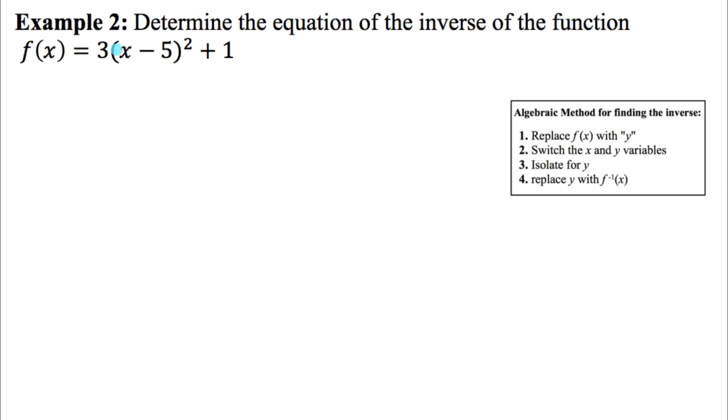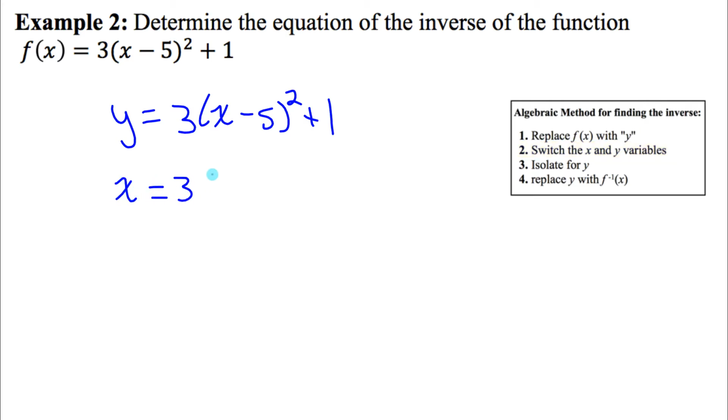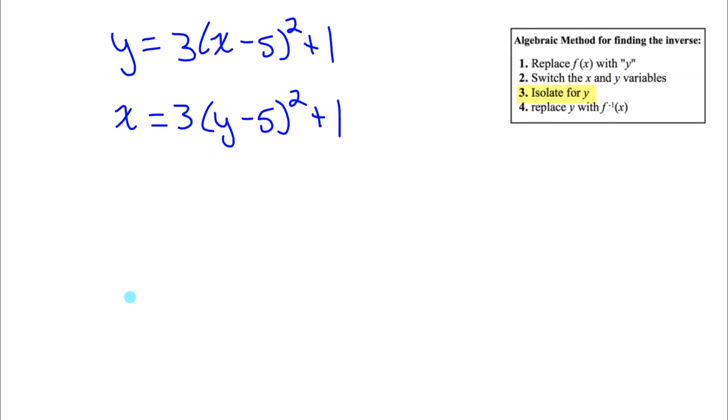Let me remind you how to find the equation of an inverse function. Let me start by replacing f at x with y, because we know that's just function notation for y value. So y equals 3 times (x minus 5) squared plus 1. I want to find the equation of the inverse of this function. Well, inverse functions have their x and y coordinates switched. So we literally switch the x and y coordinates. x equals 3 times (y minus 5) squared plus 1. And then we just rearrange this to isolate y. So I would start by subtracting the 1 over. So x minus 1 equals 3 times (y minus 5) squared.